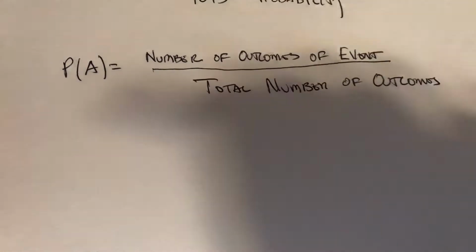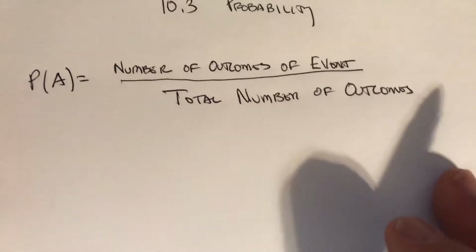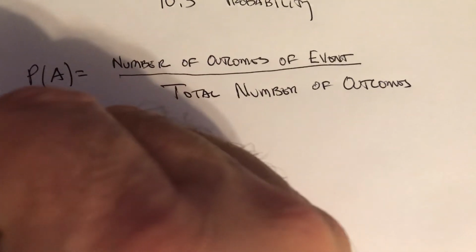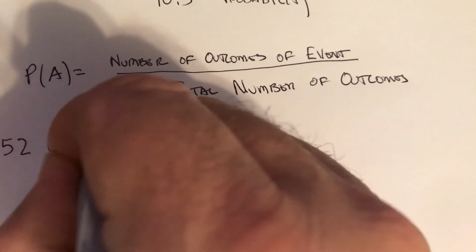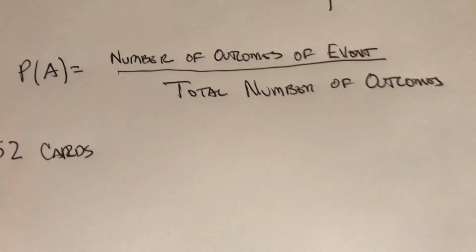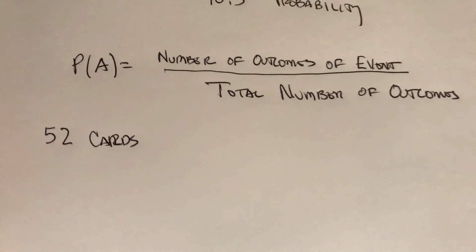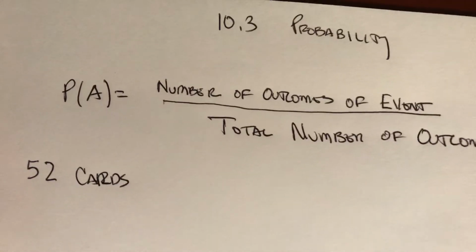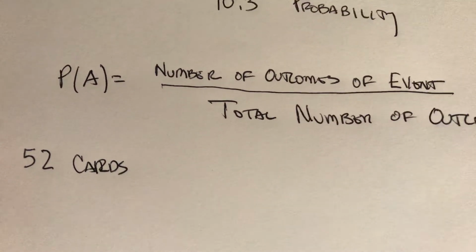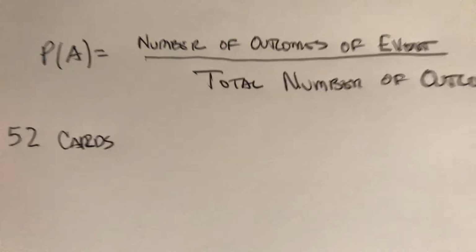An example of that would be, let's say I have a deck of cards. A standard deck of cards has 52 cards. Now, the sample space for a deck of cards can be found in section 2, and you can look at that to help you. I believe it is on page 690.